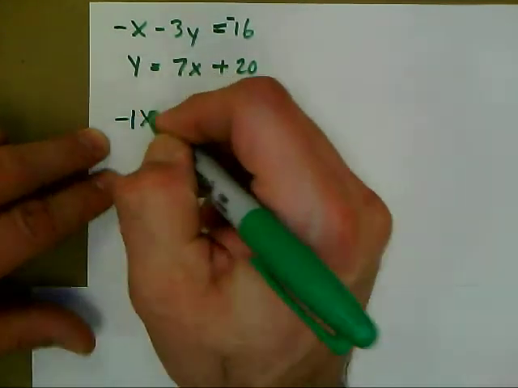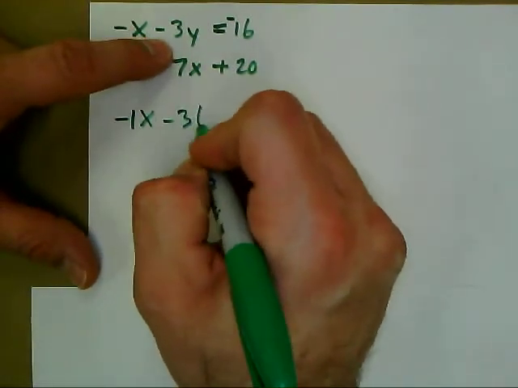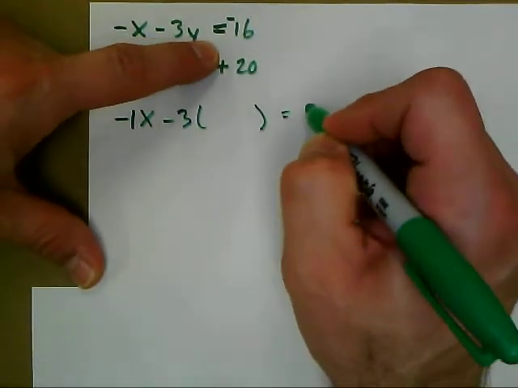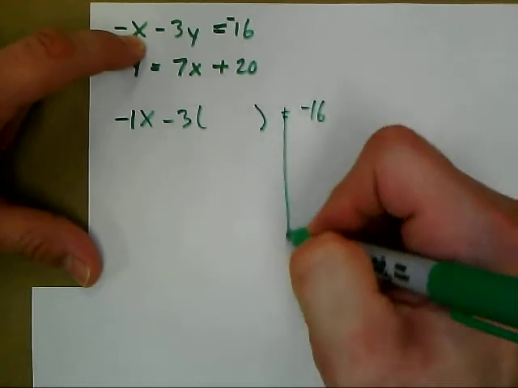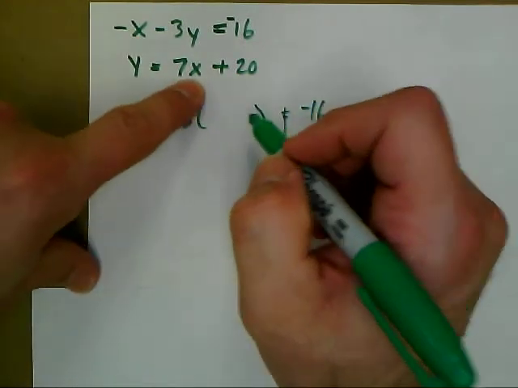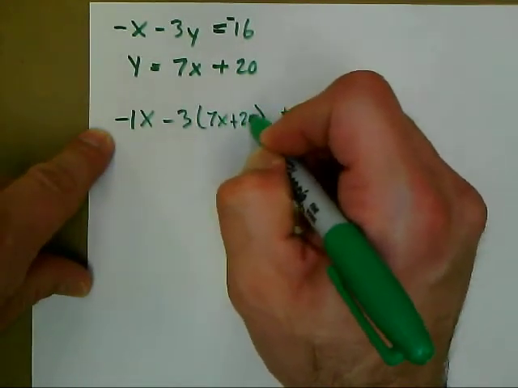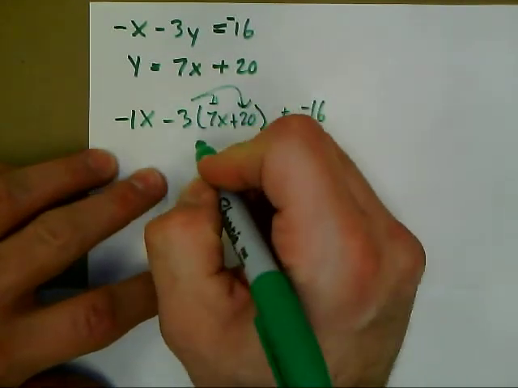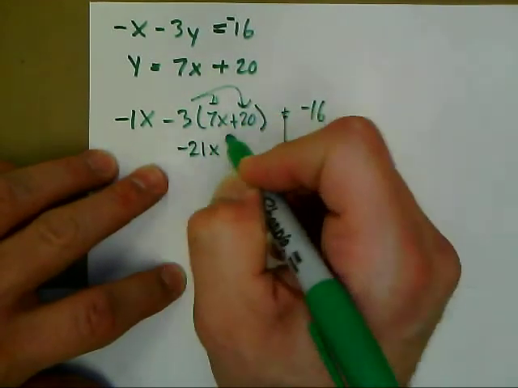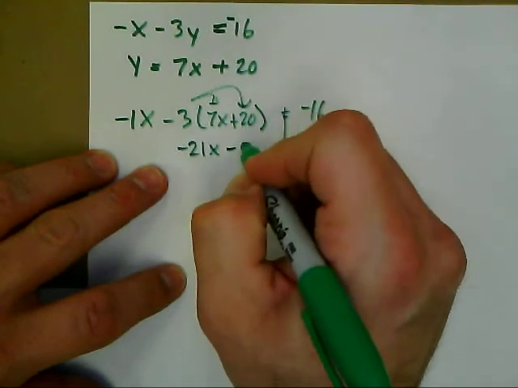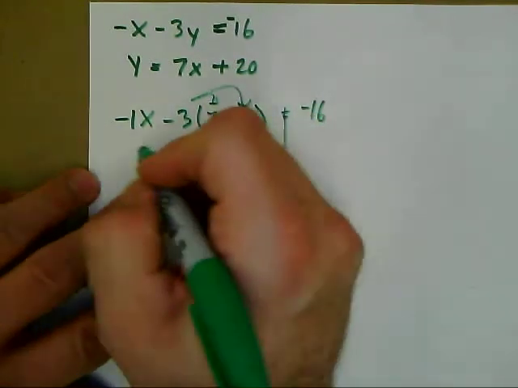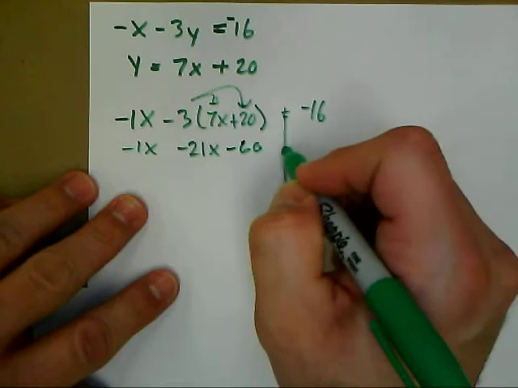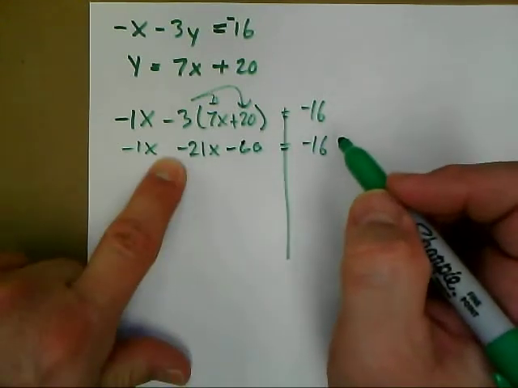So we have negative 1x. I'm just rewriting this, minus 3. And I'm going to put parentheses for y equals negative 16. And since y is all of this, I'm going to substitute it for the y value. I distribute. Negative 3 times 7 is negative 21x. Negative 3 times 20 is negative 60. I'll bring down that 1x and that negative 16, and there's a negative there, so we use that as a minus.